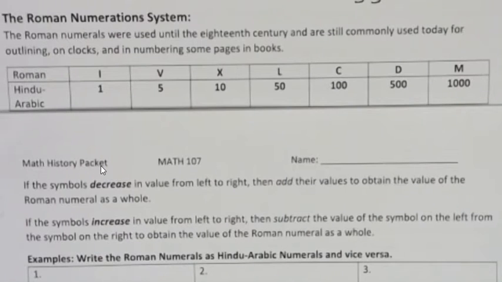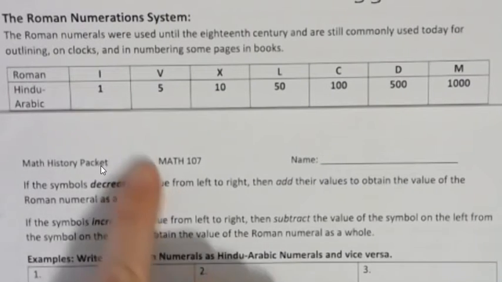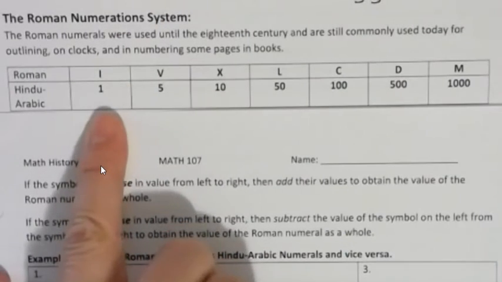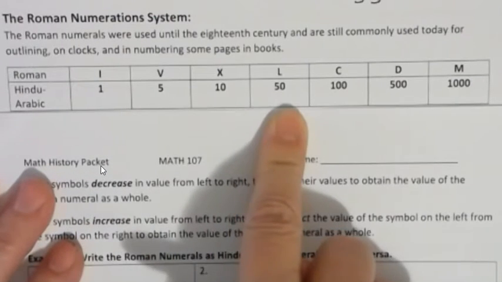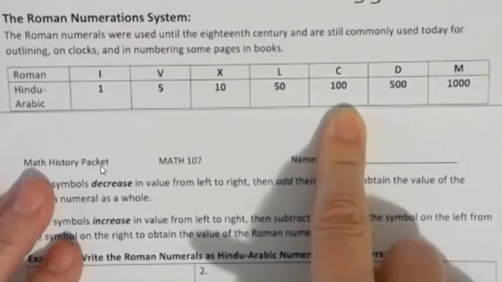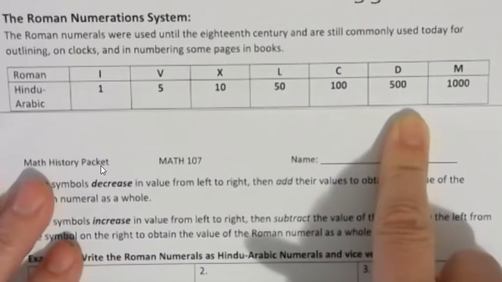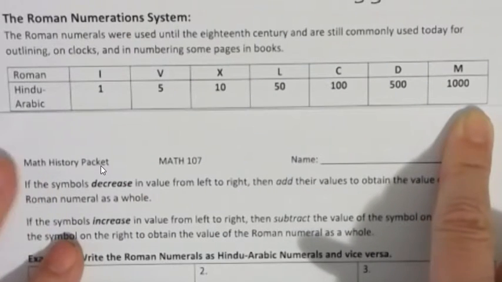Roman numerals were used until the 18th century and are still commonly used today for outlining, on clocks, and in numbering some pages in books. The values are: a tick mark is 1, a V is 5, X is 10, L is 50, C is 100, D is 500, and M is 1,000.